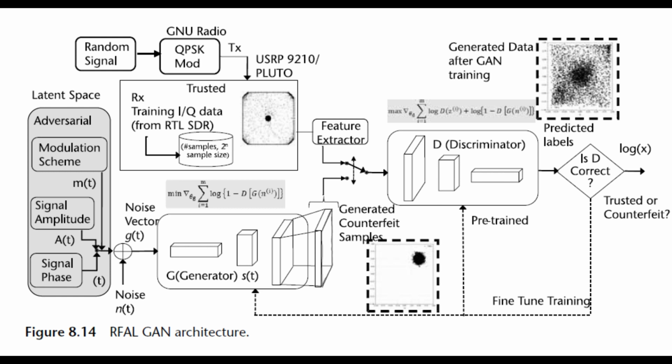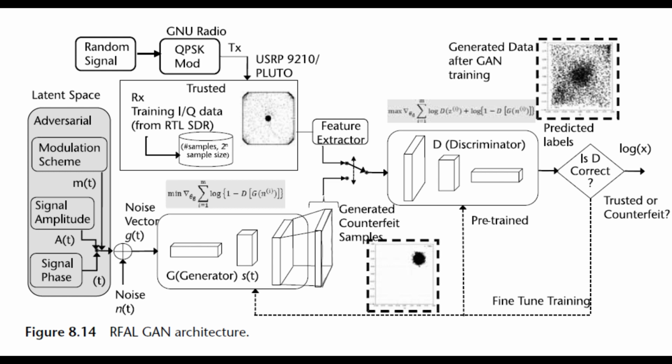Step 7. Discriminator, D. Print: Step 7. The discriminator is pre-trained using the trusted IQ data and evaluates the generated counterfeit samples. Print: It determines if the samples are real, trusted, or fake, counterfeit. Print: The discriminator is fine-tuned during the adversarial training process. Step 8. Training objective. Print: Step 8. The GAN is trained using a minimax objective function. Print: min_G max_D, log D(x) plus log(1 minus D(G(z))). Print: Where G and D are the generator and discriminator, respectively.